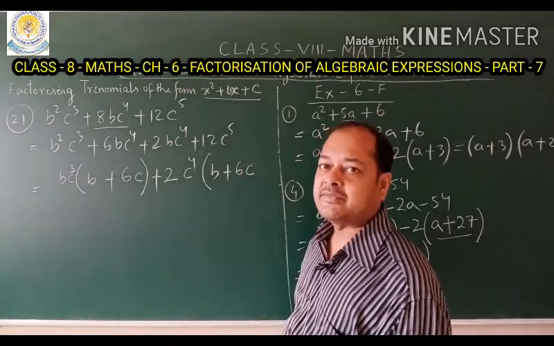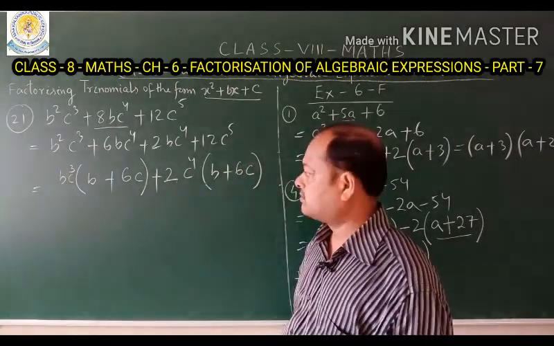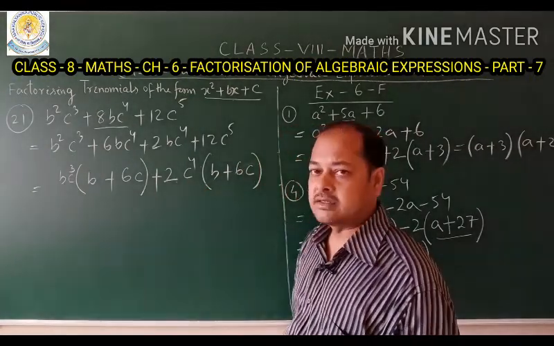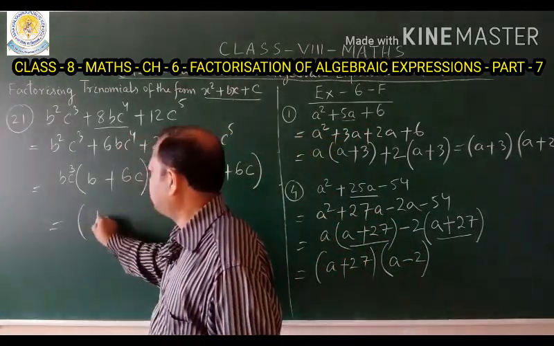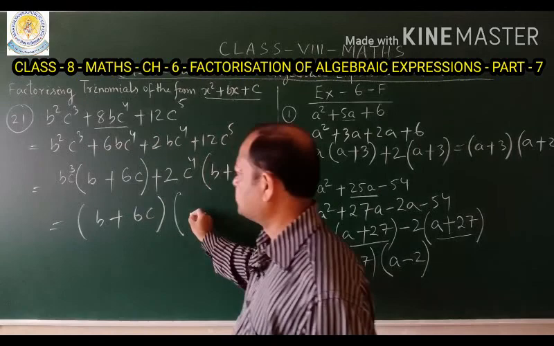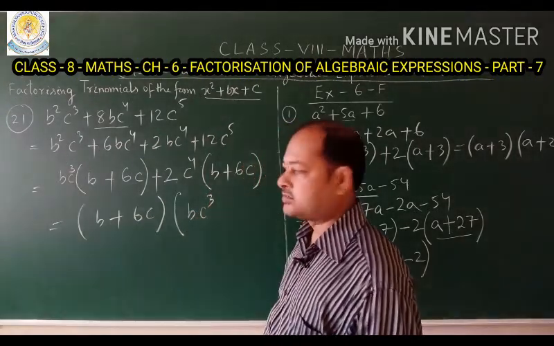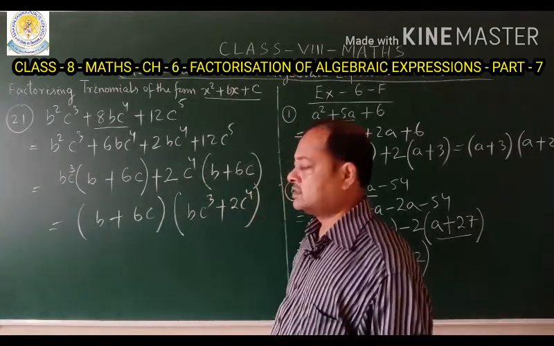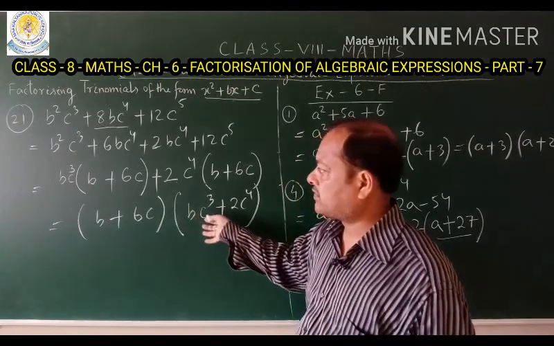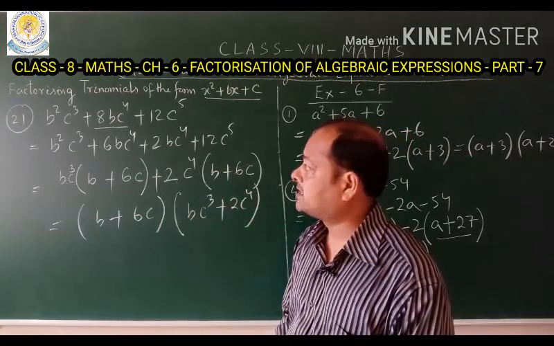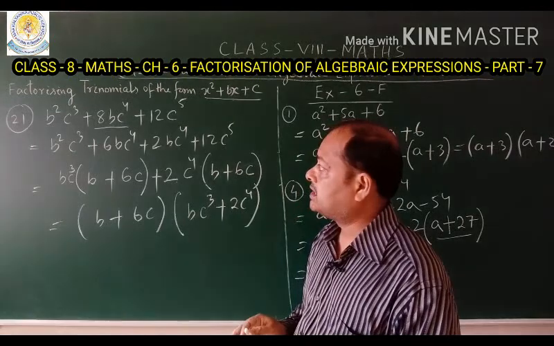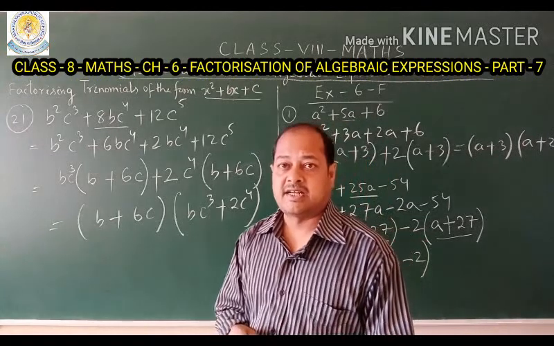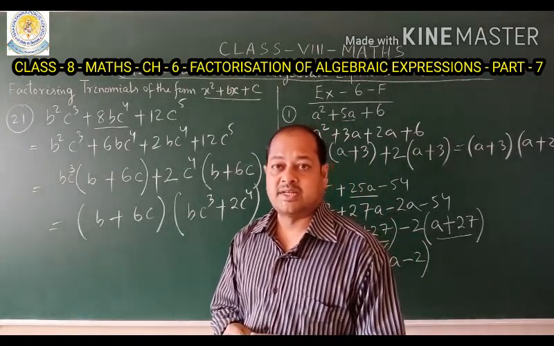So we observe that here b plus 6c is the common binomial factor. So write down b plus 6c into bc cube plus this term, that is 2c to the power 4. These are the factors of this algebraic expression, that is b square c cube plus 8bc to the power 4 plus 12c to the power 5. I hope you understand all these questions. Okay, try to solve at home.